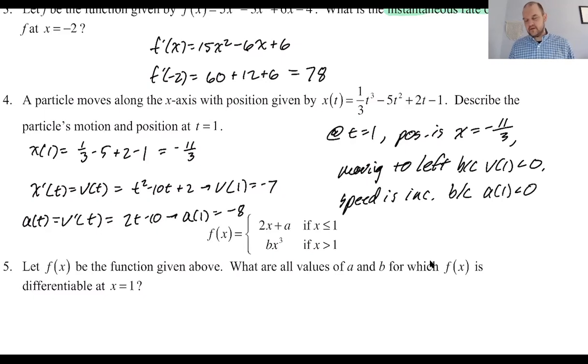So I could stop there, but I'm going to say therefore v of 1 and a of 1 have the same sign. Because that's like the real reason. And so I want to give the actual reason as well.